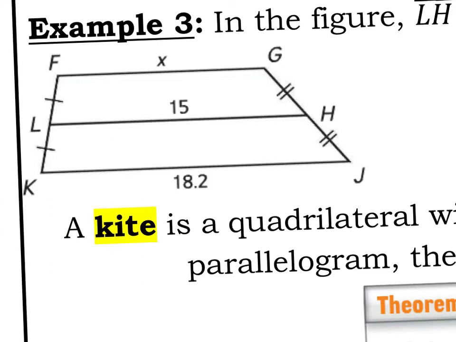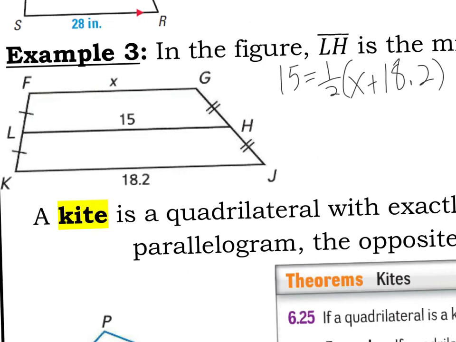So what if I give you a problem where I give you the midsegment, but not one of the bases? So I'll set this up like any other midsegment problem, except I already know what it's going to equal. It's going to equal 15. I just don't know what one of the bases is, right? So I have 15 equal to 1/2 times base 1 of x plus base 2 of 18.2.